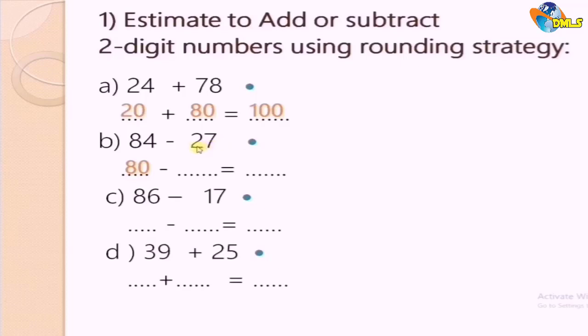27. We will look at ones. The ones digit here is 7. 7 is a strong digit, so we will round up, and 27 after rounding will be 30. 80 minus 30 equals 50.